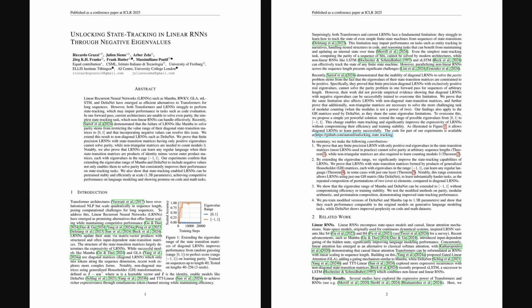So, bringing it all together after seeing those S5 results, the main takeaway is pretty clear. Extending the state matrix eigenvalues to that -1 to 1 range, well, it's crucial for unlocking state tracking in these LRNNs. Tasks like parity, modular arithmetic, permutations, they become solvable. And we saw DeltaNet, with its non-diagonal structure, really benefit most. Importantly, this happens without hurting stability or efficiency.